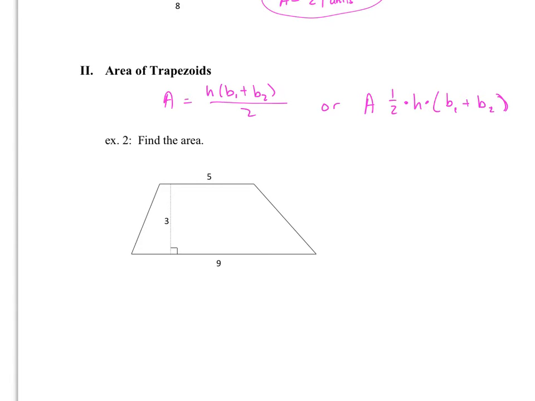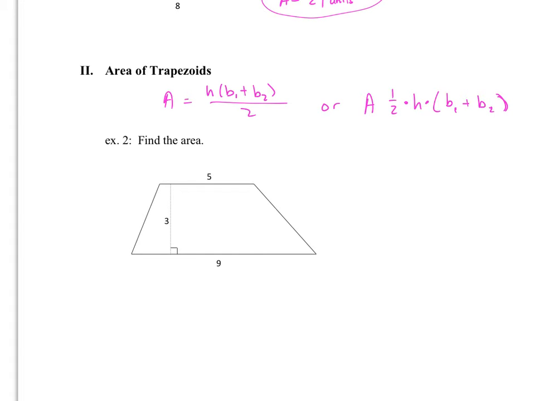Okay. The big thing you have to remember is you have to add your base 1 and base 2 together first because it's in parentheses in either of these. Okay, and then you would multiply times the height. You have to add them before you multiply, otherwise you're going to get a different answer.